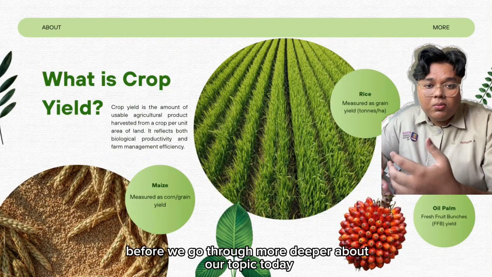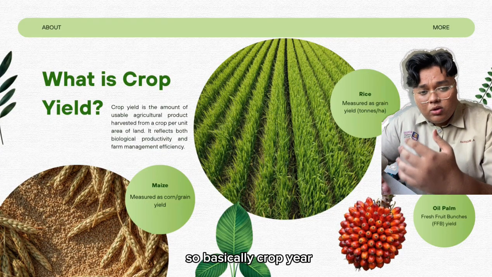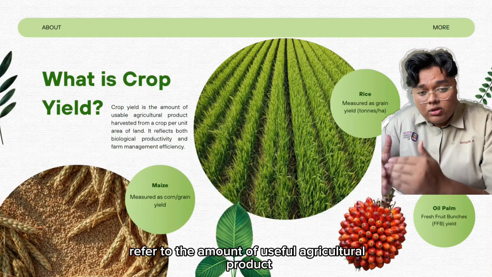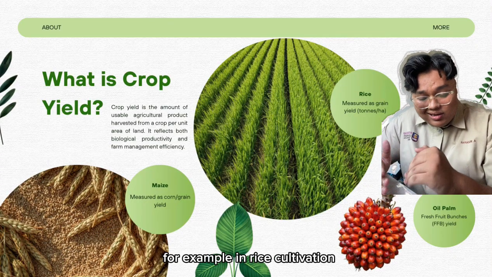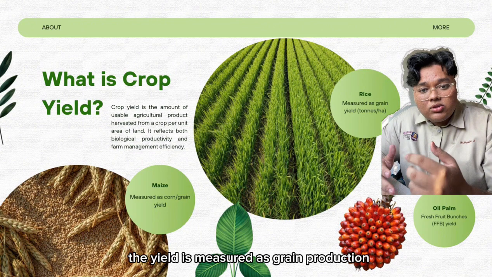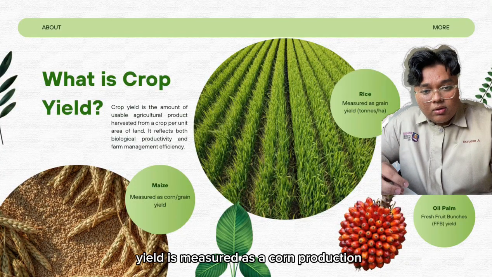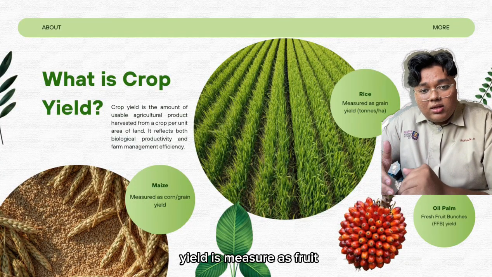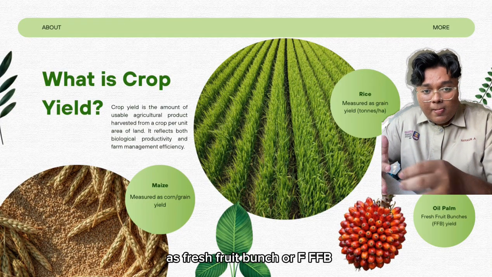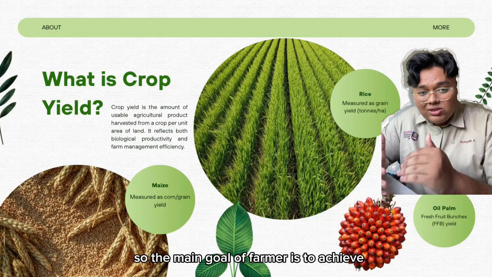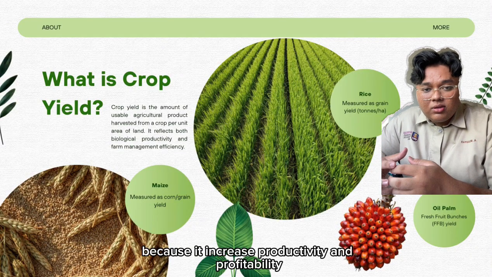Okay, before we go deeper into our topic today, we need to know first what is crop yield. So basically, crop yield refers to the amount of useful agricultural product harvested from a crop within a specific area. For example, in rice cultivation, the yield is measured as grain production. In maize cultivation, yield is measured as corn production. For oil palm plantation, yield is measured as fresh fruit bunch or FFB. The main goal of farmers is to achieve higher crop yield because it increases productivity and profitability.